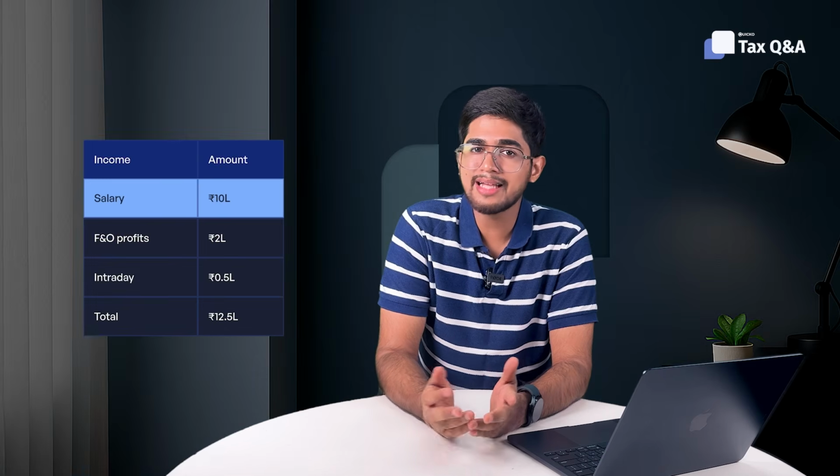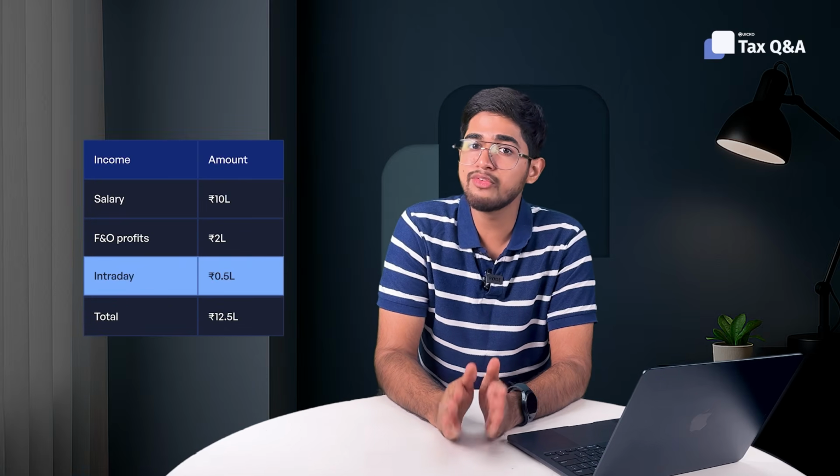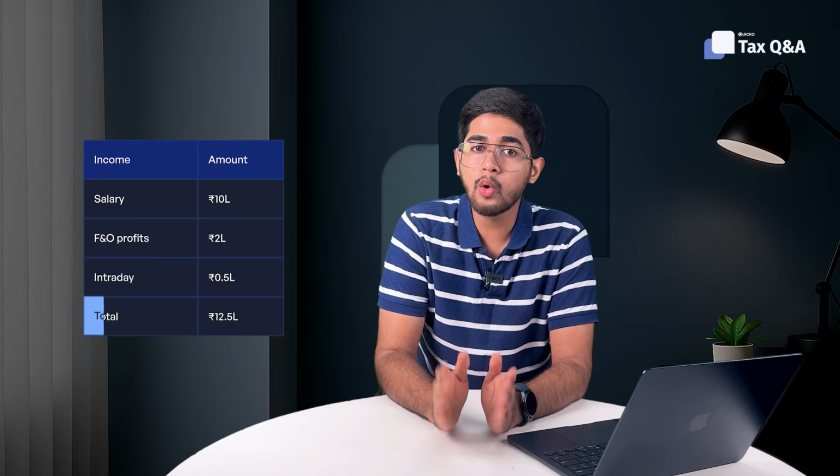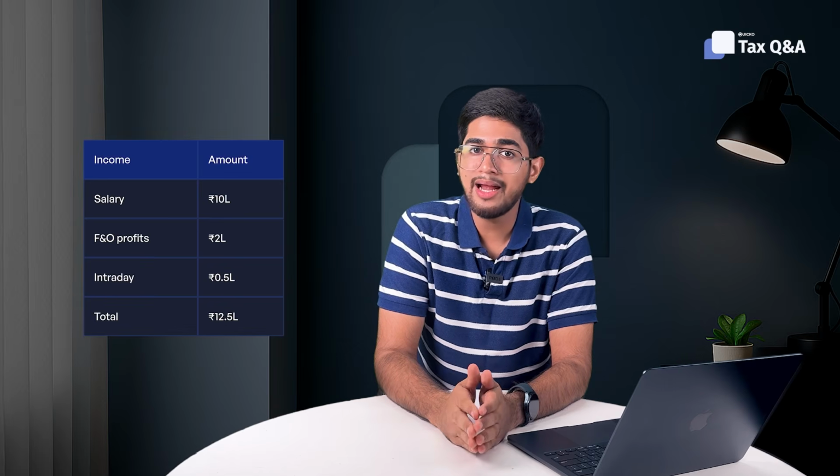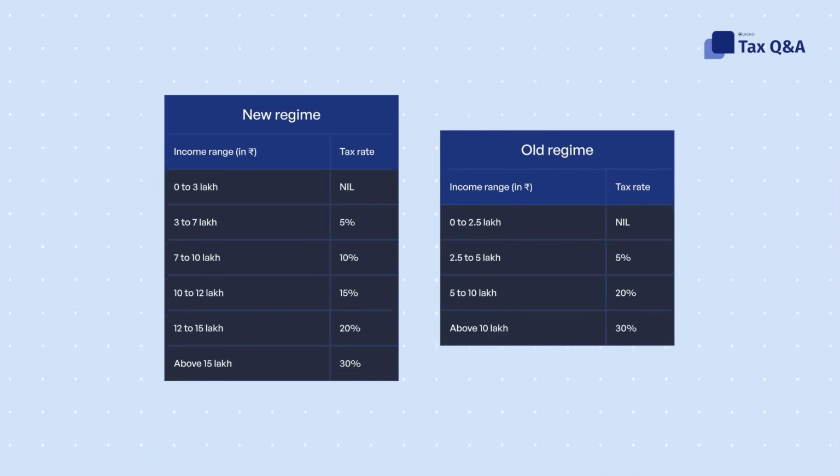So say you have 10 lakh salary income, 2 lakh F&O profits and 50k in intraday profits. Your total income will be 12.5 lakh. And then this amount will be taxed according to the income tax slabs. You can check the tax slabs under both old and new regimes for this year on your screen.